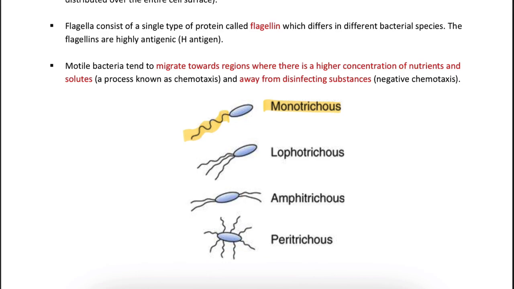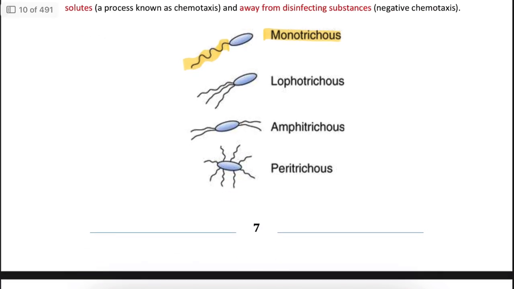Next one, lophotrichous. In lophotrichous there are multiple flagella, you can see in this image, you can appreciate that. So lophotrichous means multiple flagella at one pole. Next one, amphitrichous. Amphitrichous means flagella at both ends. You can see here both ends have flagella.